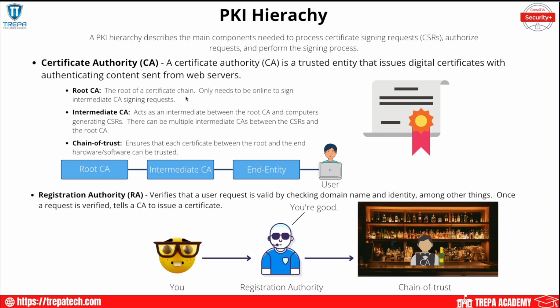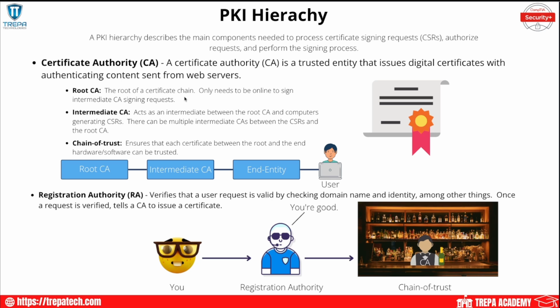Now the root CA. The root CA is the root of the certificate chain. It only needs to be online to sign the issuing or intermediate CA signing request. The intermediate CA. This acts as an intermediate between the root CA and computers or servers generating those certificate signing requests. So there can be a bunch of those issuing or intermediate CAs, and they're the ones that are actually going to deliver that digital certificate.